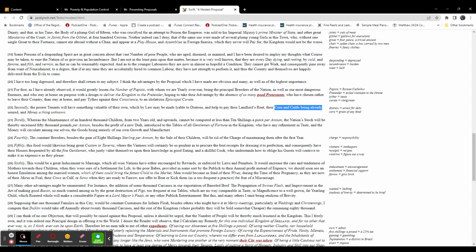Thirdly, whereas the maintenance of 100,000 children from 2 years old and upwards cannot be computed at less than 10 shillings apiece per annum, the nation's stock will be thereby increased 50,000 pounds per annum, besides the profit of a new dish introduced to the table of all gentlemen of fortune in the kingdom who have any refinement in taste. And the money would circulate among ourselves, the goods being entirely of our own growth and manufacture.